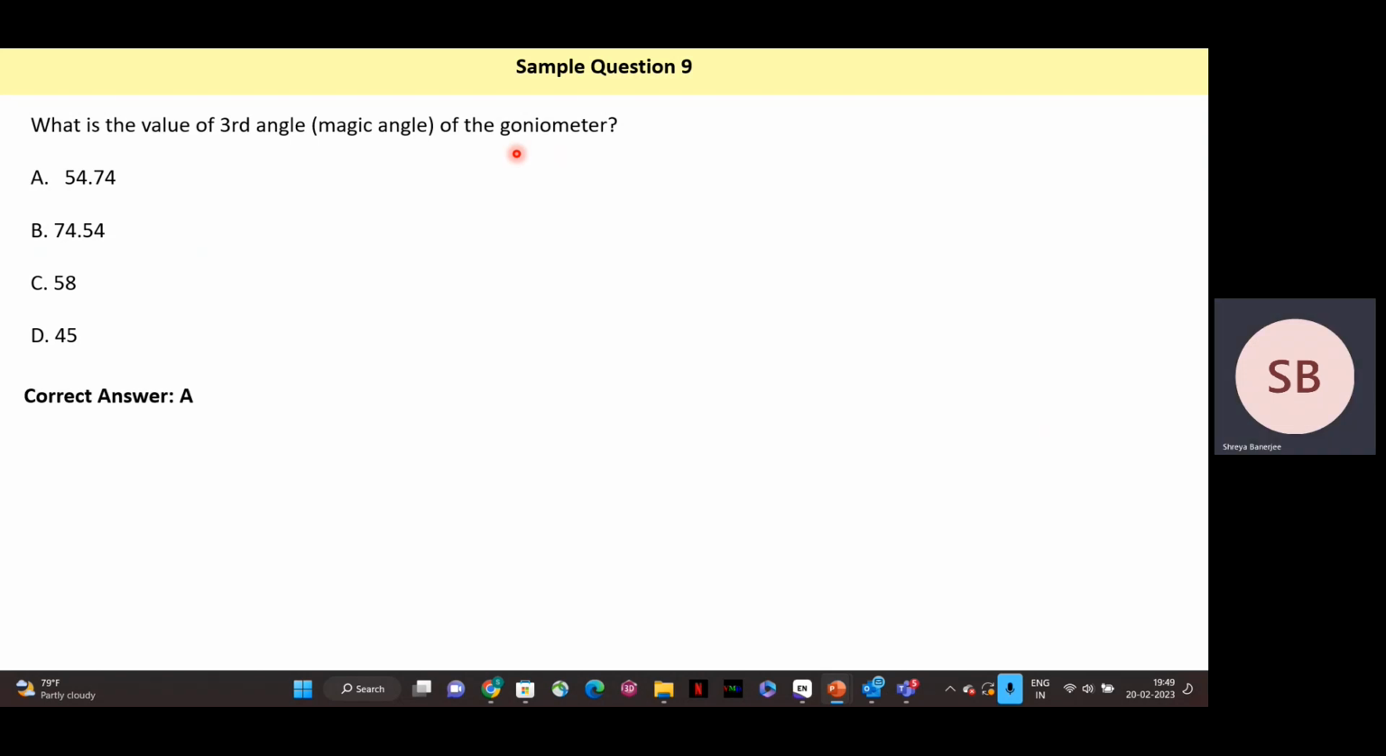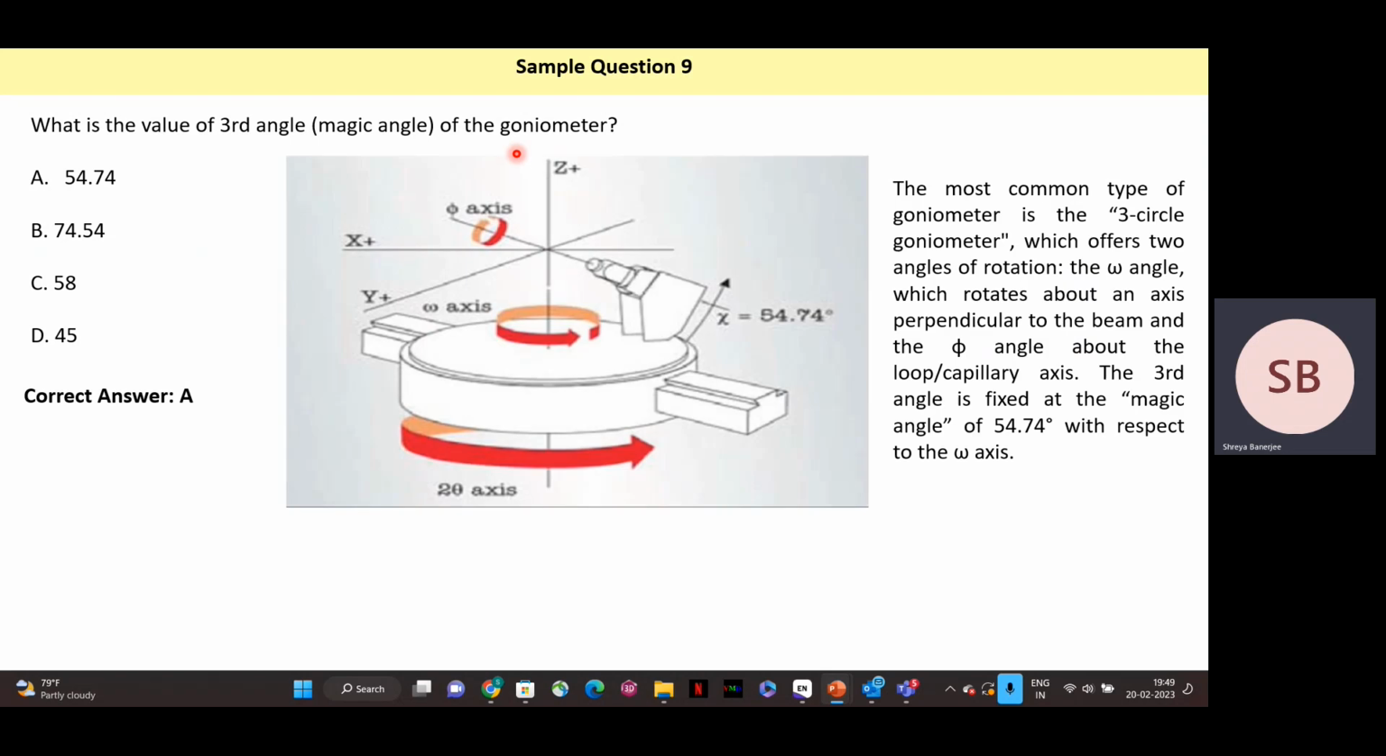The correct answer is A, 54.74 degrees. So if you remember the different angles of the goniometer, in the most common type of goniometer, which is the three-circle goniometer, there is the omega angle, which is rotation about an axis perpendicular to the beam, and the phi angle, which is rotation along the loop or capillary axis along which the crystal has been mounted. The third angle, or the magic angle, is this angle of 54.74 degrees with respect to the omega axis. And so the correct answer is A, 54.74.